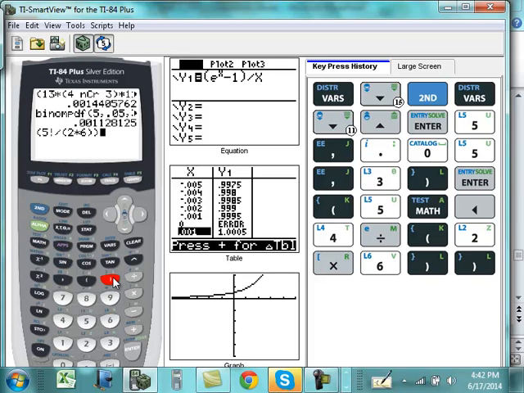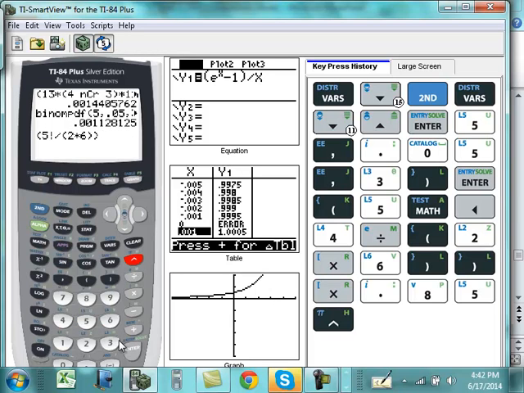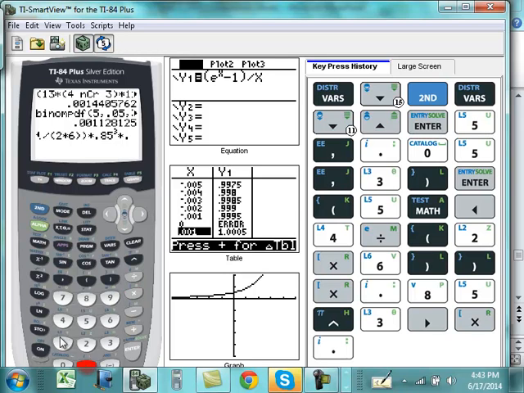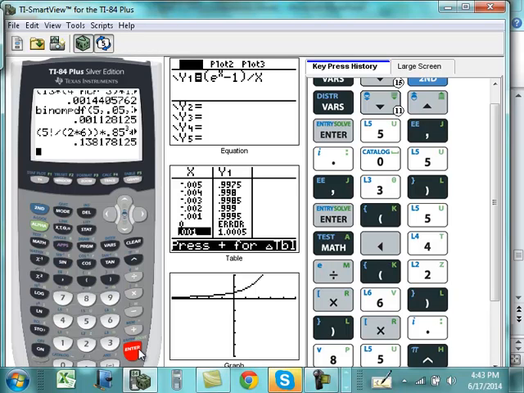Close parentheses, and then times 0.85 cubed, times 0.15 squared, and then enter. And if we did it right, our probability works out to be approximately 0.138.